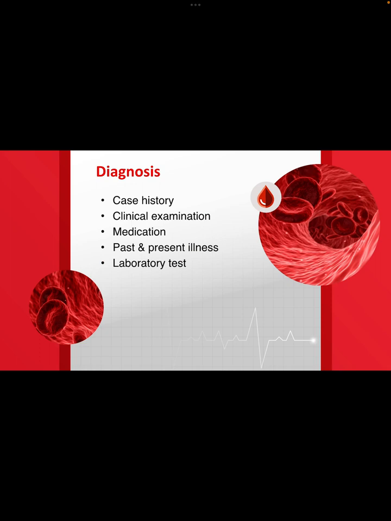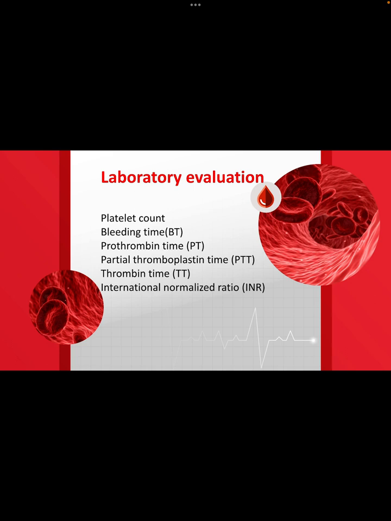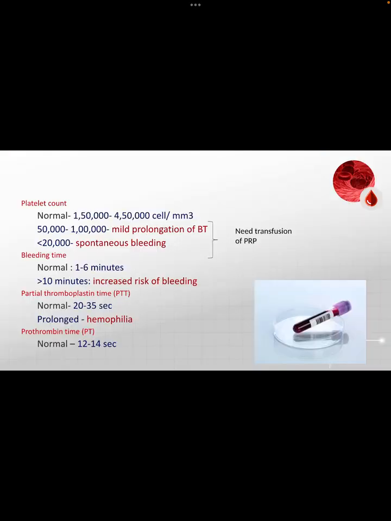So coming on to the diagnosis of bleeding or hemorrhage, we have to have a proper case history in case of any type of bleeding with the patient, and clinical examination and blood investigations should be done properly. Commonly, the blood investigations are platelet count, bleeding time, prothrombin time and international normalized ratio, and these are the normal values of the blood investigations.